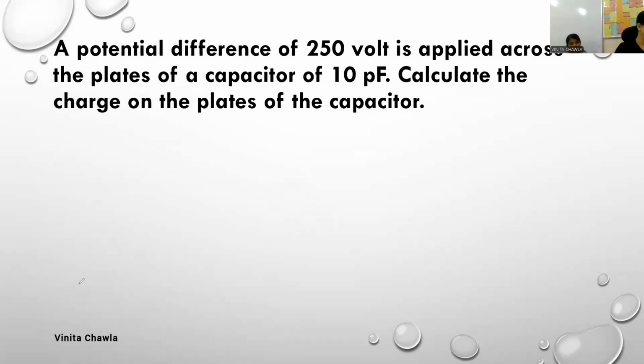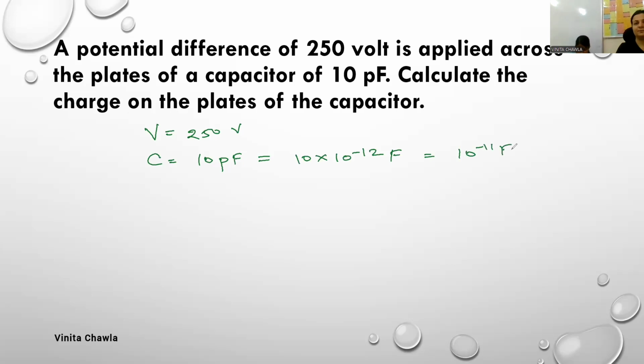The potential difference of 250 volt is applied across the plates of a capacitor of 10 picofarad. Calculate the charge on the plates of the capacitor. The potential difference is given. It is 250 volts. Capacitance is 10 picofarad. Convert this in farad first. 1 picofarad is 10 to the power minus 12 farad. So it is 10 into 10 raised to the power minus 12 farad, 10 to the power minus 11 farad.